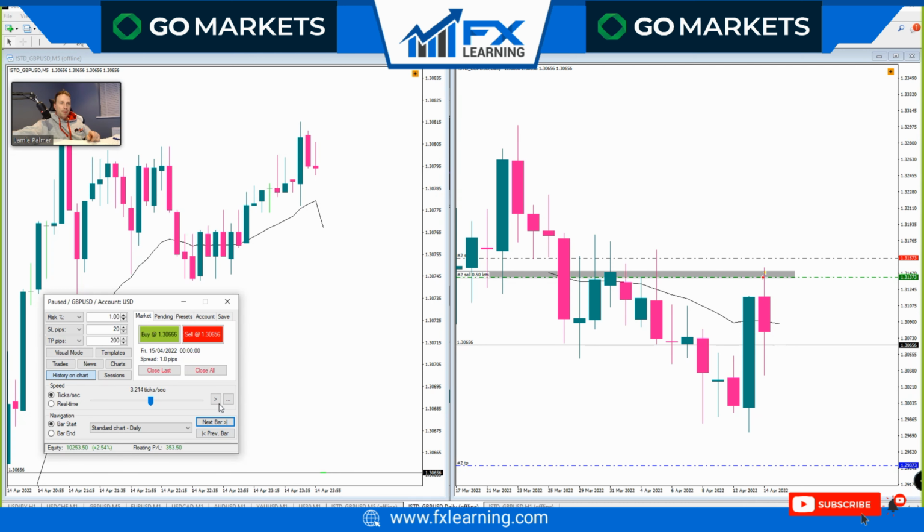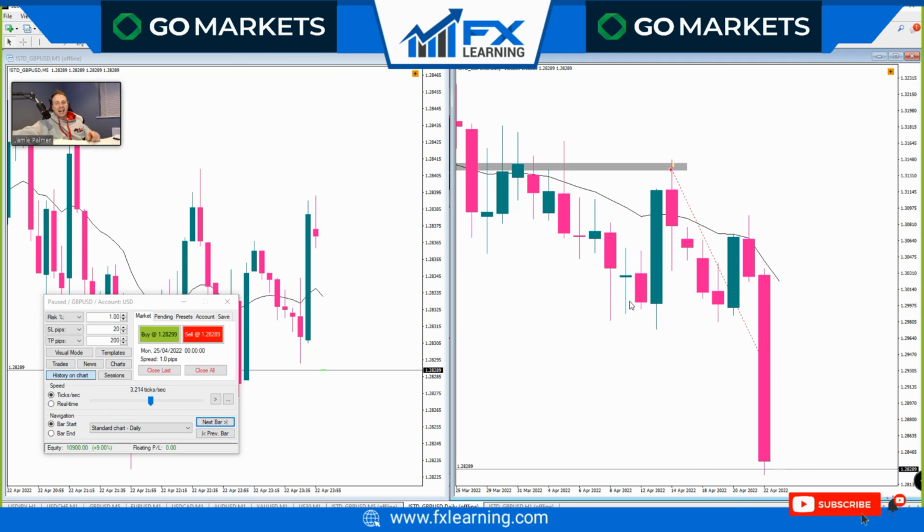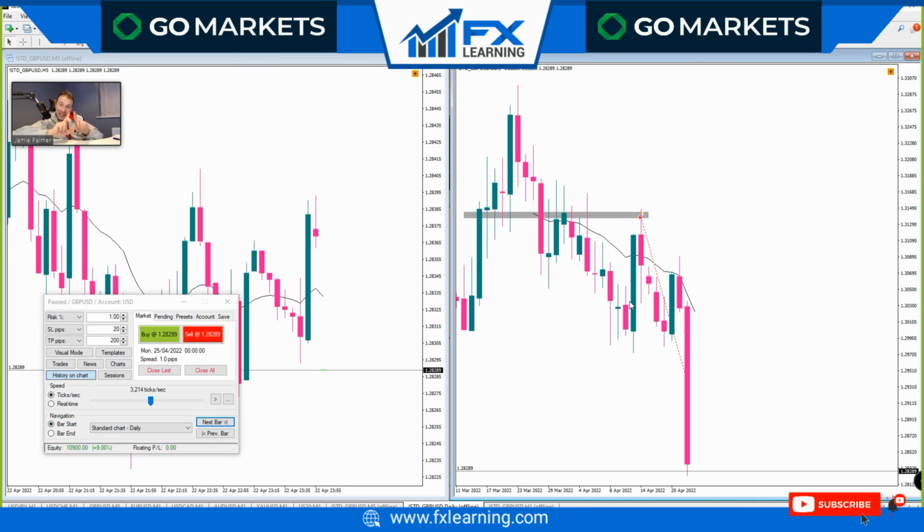Okay, so, and do we get our 200 pips? Yes. So see the difference now. See the difference. Same trade, same entry point, tight stop loss, big risk reward, stops us out.